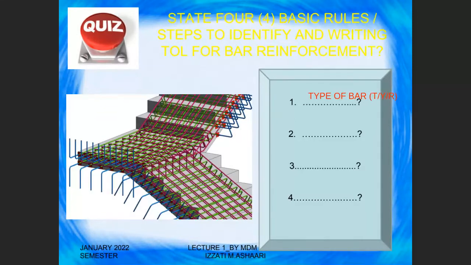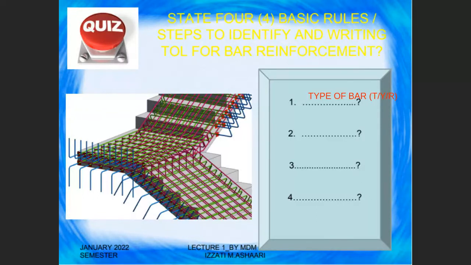Then after that, you have to identify based on diameter. Make sure different diameters you have to measure separately. Then next one, we have to look at the shape, either it is straight and bend bars, whether it is stirrup, whether it is link. This is one of the examples. Normally, in the staircase, we have straight and bend bars.